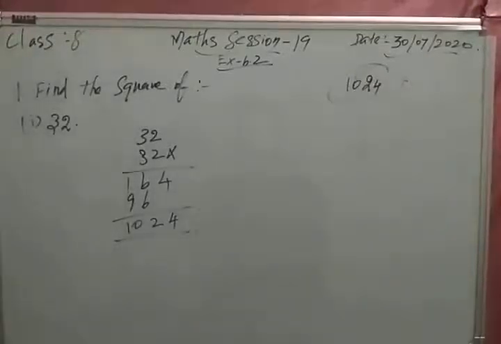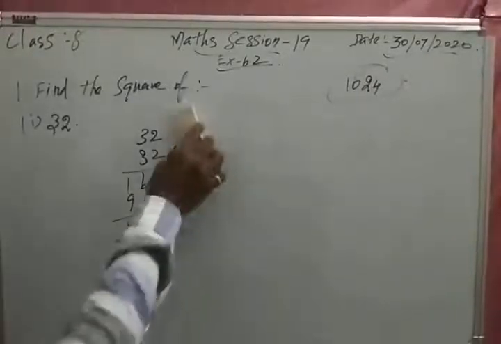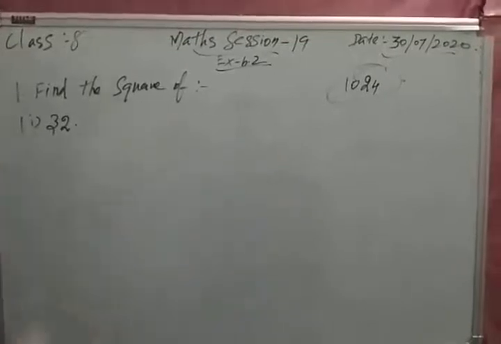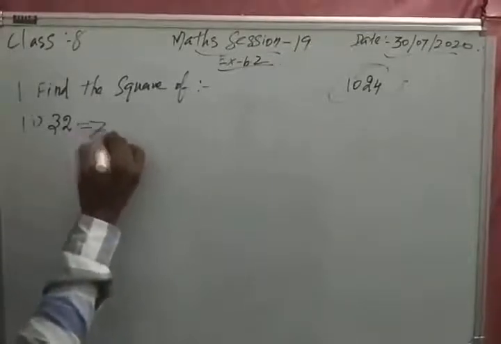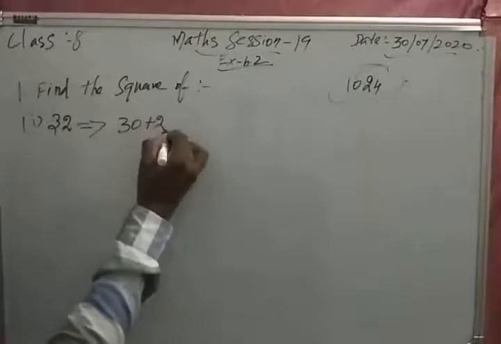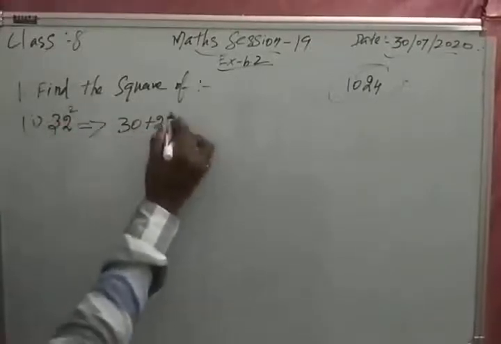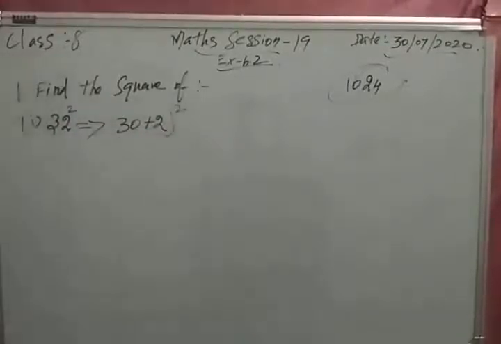Now I am going to do another method, which is also an easy method. But hereafter you have to do it like that only. This 32 we can split into 30 plus 2. We have to find the square of 32, that is, 30 plus 2 the whole square.